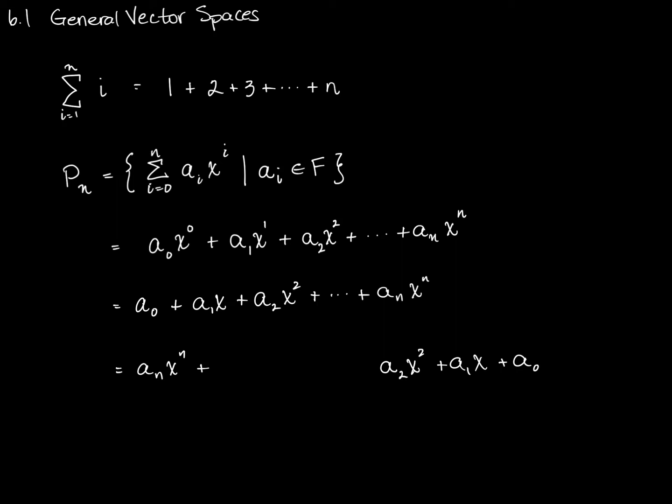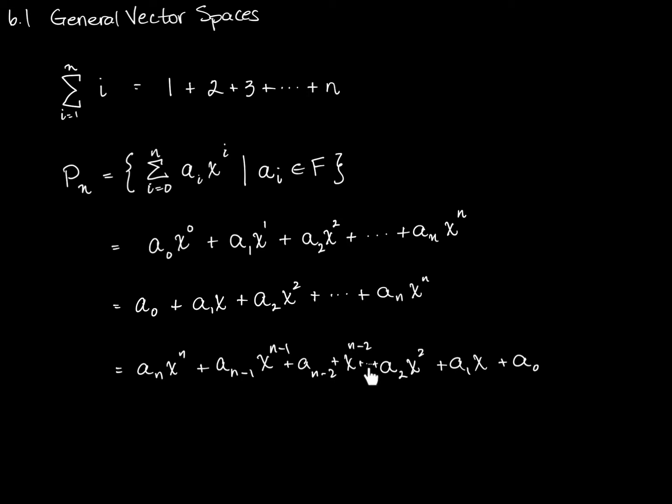If I did do it in that order, though, it's conventional to write the first 2 or 3 terms, so really I should then have a sub n minus 1 x to the n minus 1 plus a sub n minus 2 x to the n minus 2. And as you can see, that gets cumbersome. And there's another indefinite number of terms in there.